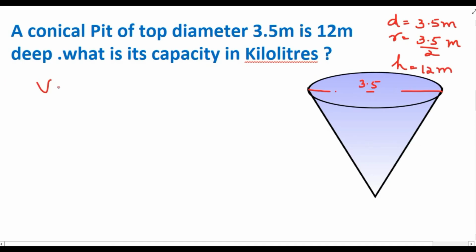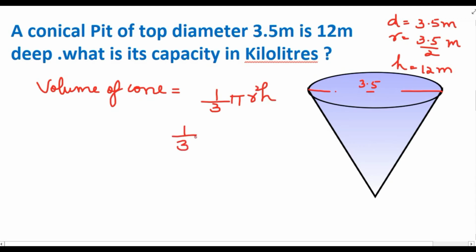And we know that the volume of the cone formula is 1 by 3 pi r square h. Now we substitute the values: 1 by 3 into 22 by 7 into 3.5 divided by 2 into 3.5 divided by 2 into 12.